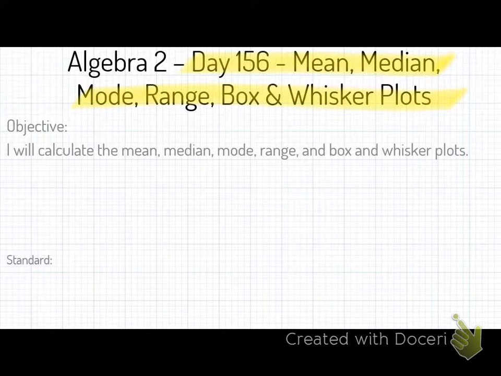Okay, so today we're going to talk about probability. It's day 156. We're going to go blast from the past: mean, median, mode, and range, and box and whisker plots. Mean, median, mode, and range you should have learned from way back in fifth grade, right?